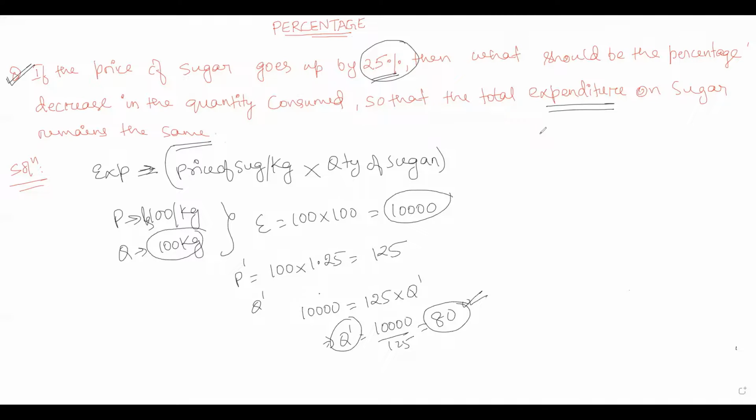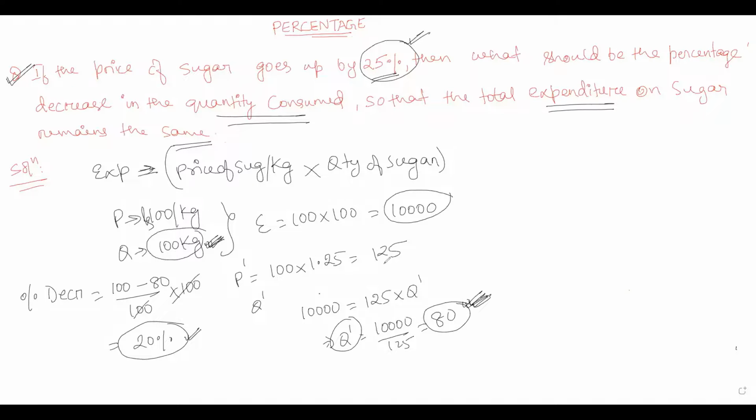So I need to find what is the decrease in the quantity consumed. So we can say that the initial quantity was 100 kg, now it has reduced to 80 kg. So the percentage decrease in quantity would be (100 minus 80) upon 100 times 100. So this would be 20%. So that means when the price of sugar goes up by 25%, the quantity has to reduce by 20% so that the total expenditure remains the same.